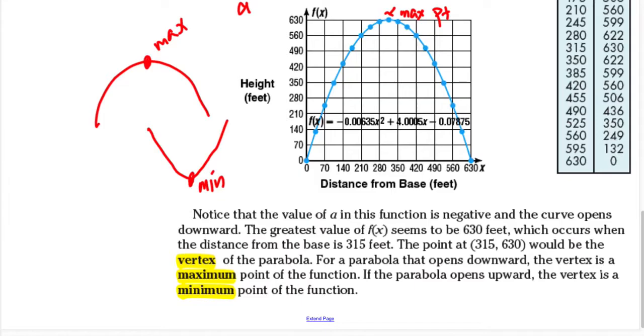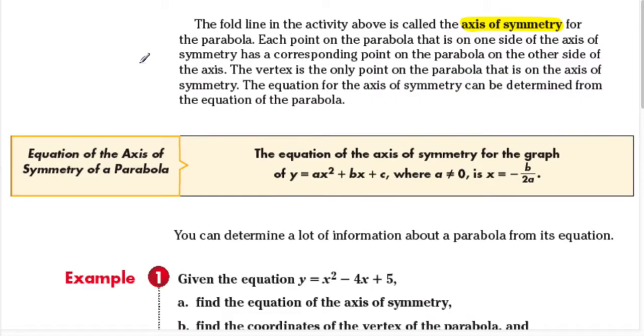Before we do that, I think we need to go to more definitions, and this is the one. We didn't do the activity, but when you talk about the axis of symmetry, each point on the parabola that is on one side of the axis of symmetry has a corresponding point on the parabola on the other side of the axis of symmetry. The vertex is the only point on the parabola that is on the axis of symmetry.